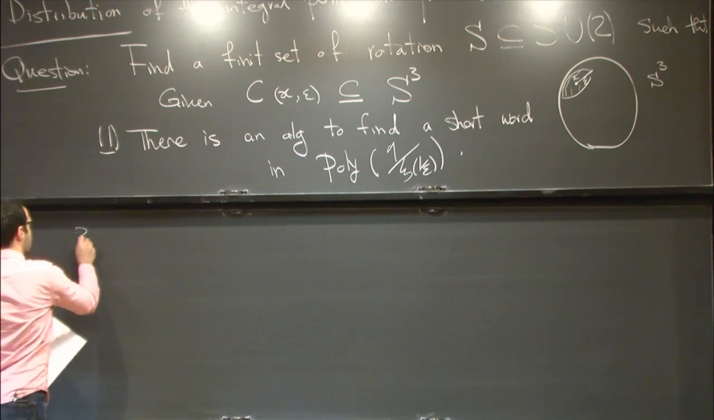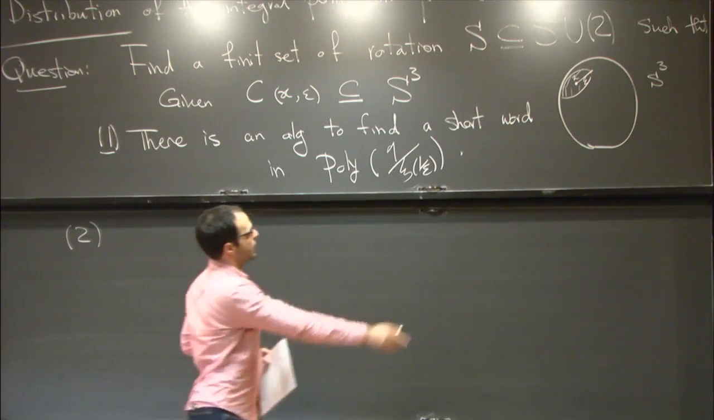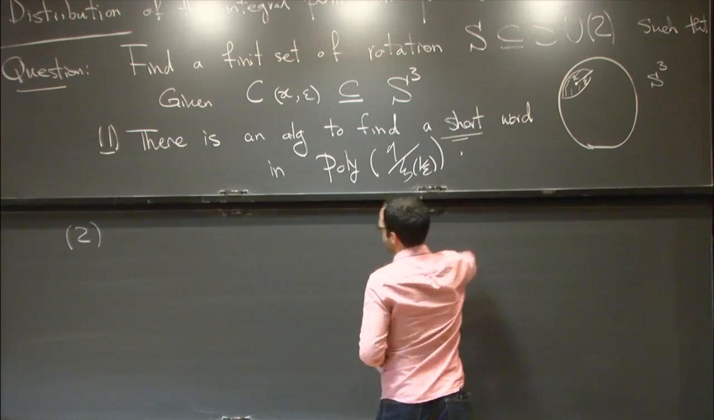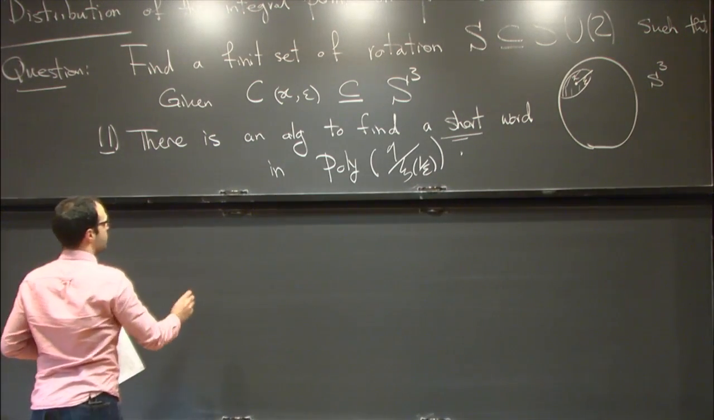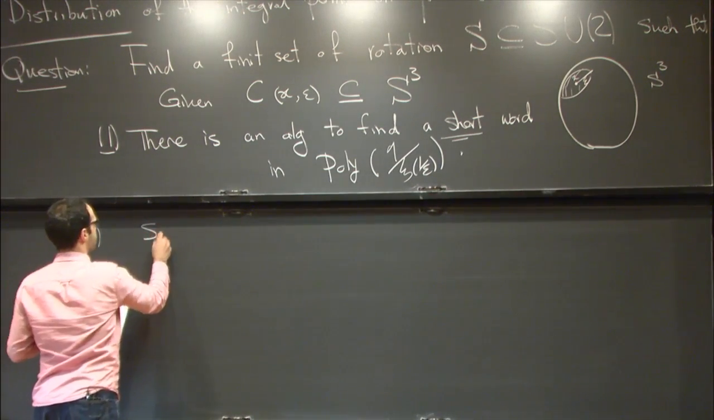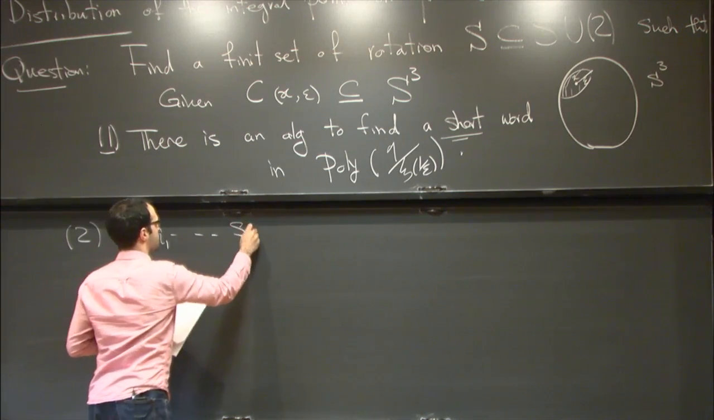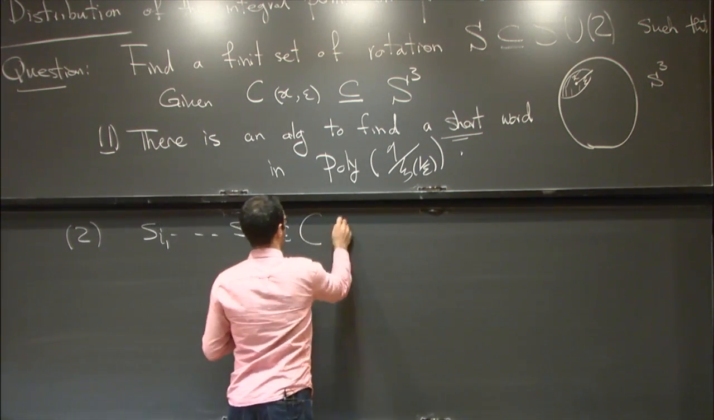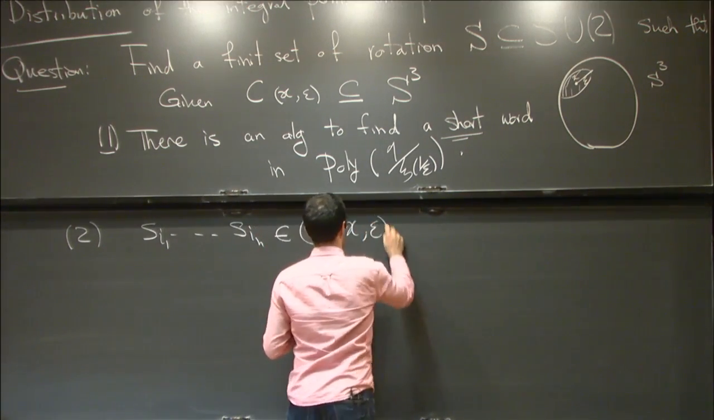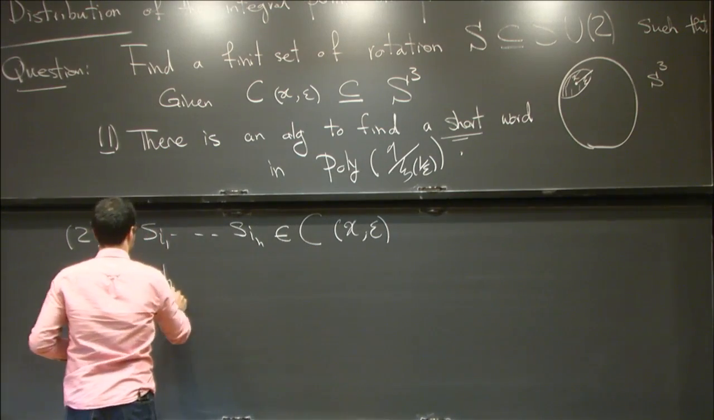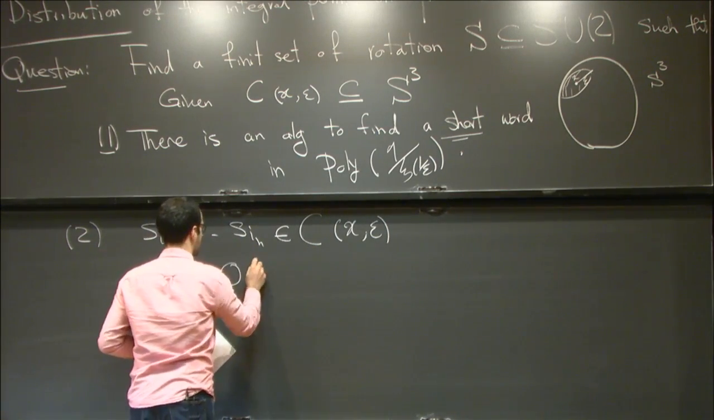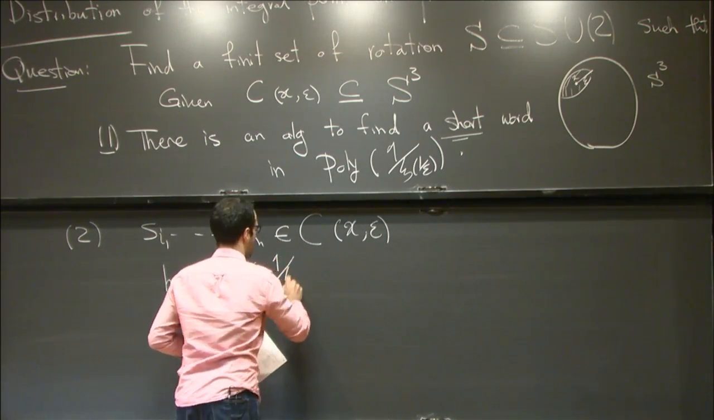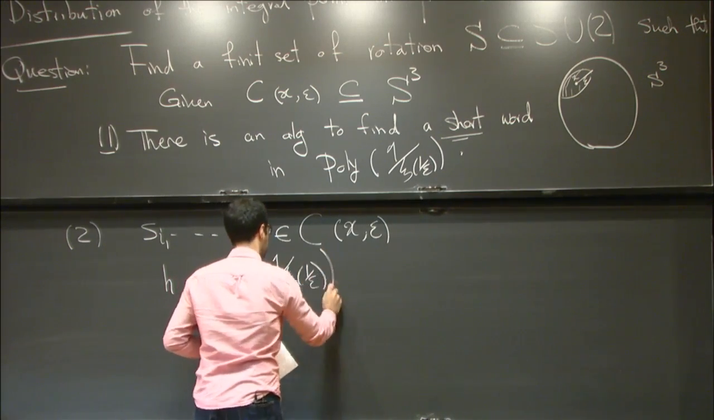The second property is I have to quantify this "short". So I want the length of the word. If my word is S_i1 to S_ih, which is inside the cap, I want h to be linear in log of 1 over epsilon.